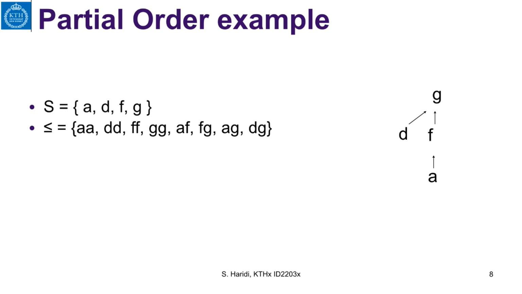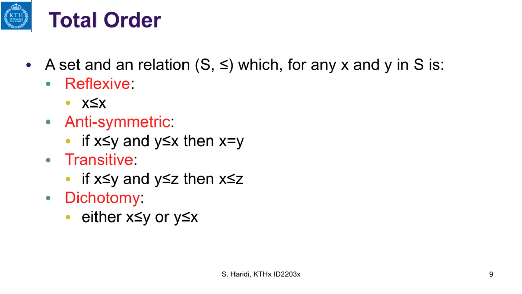Observe in partial order some elements are not related. For example, this element and this element cannot be compared. There is no order between these elements. That's why it is called partial order. When arbitrary couples of elements can be compared, then we are talking about total order. And that's what we can see here. So what is a total order?